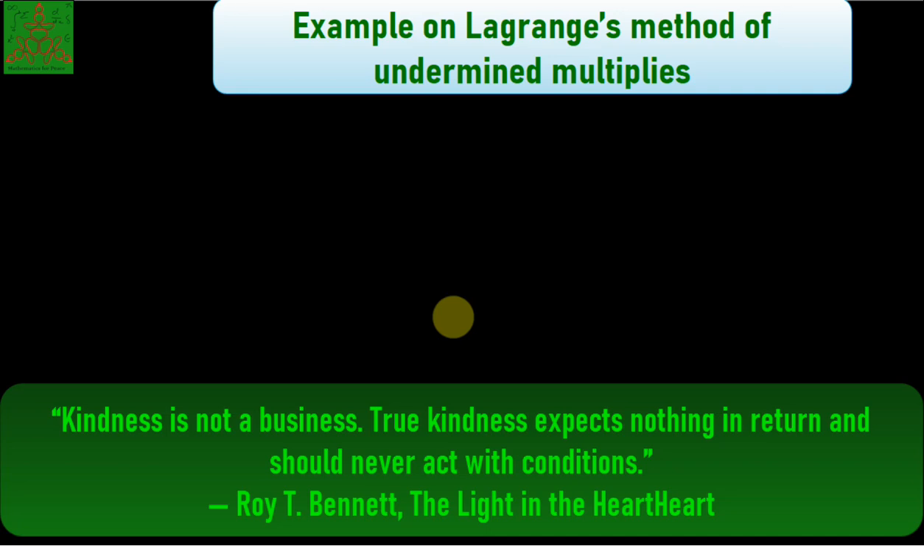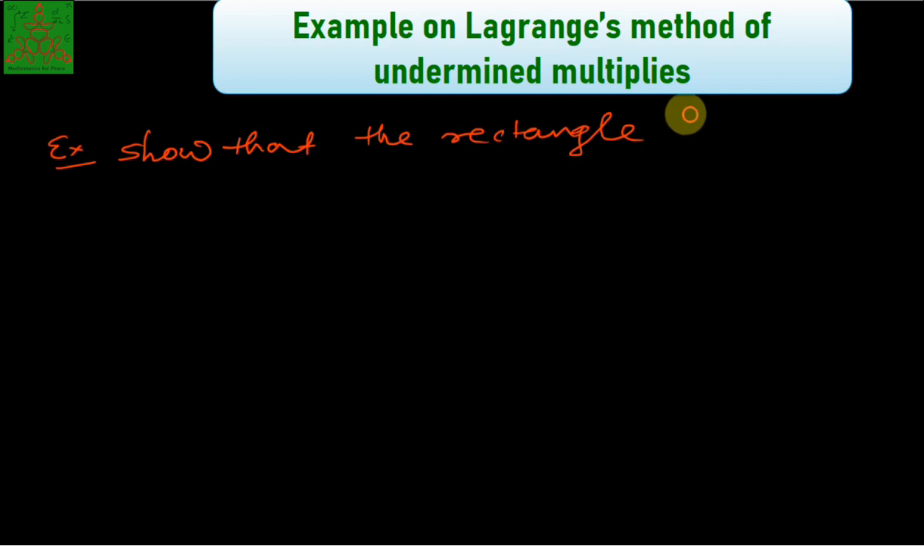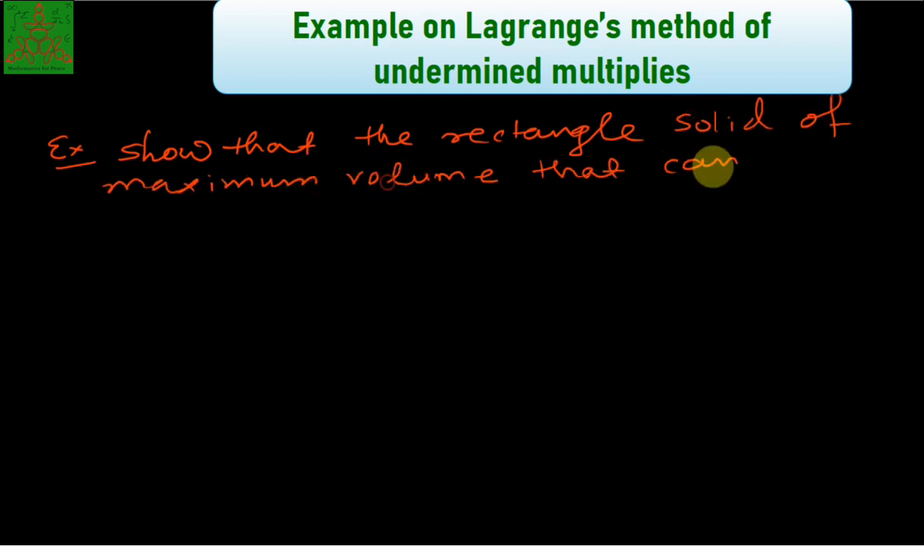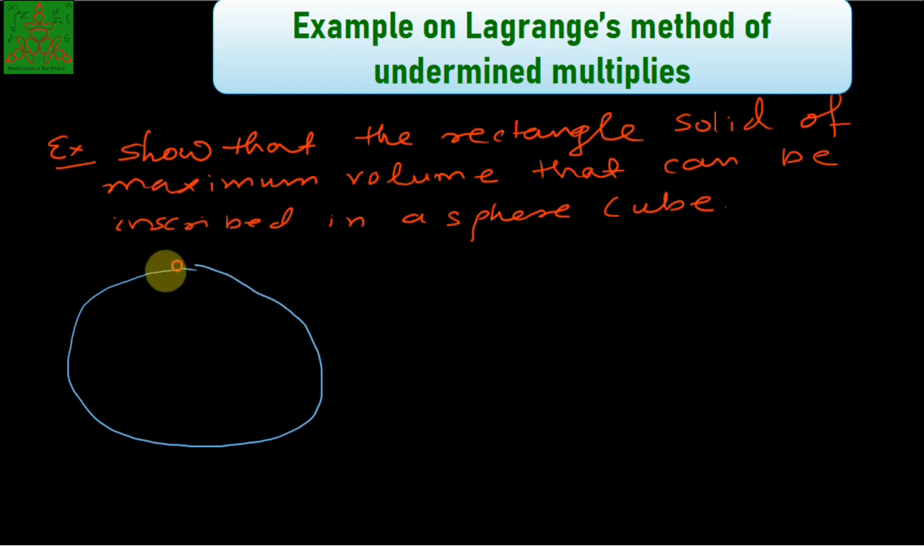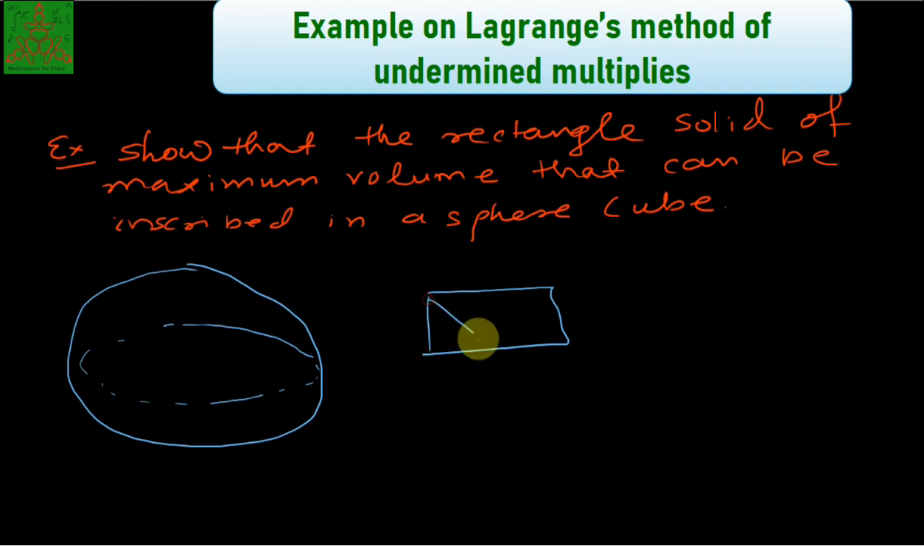Let us state the example: a rectangular solid of maximum volume that can be inscribed in a sphere is a cube. So the question is, you are given one sphere and you have to fit one rectangular box into the sphere.